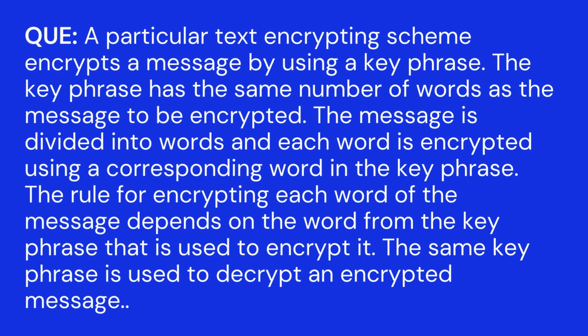Question. A particular text encrypting scheme encrypts a message by using a key phrase. The key phrase has the same number of words as the message to be encrypted. The message is divided into words, and each word is encrypted using a corresponding word in the key phrase. The rule for encrypting each word of the message depends on the word from the key phrase that is used to encrypt it. The same key phrase is used to decrypt an encrypted message.